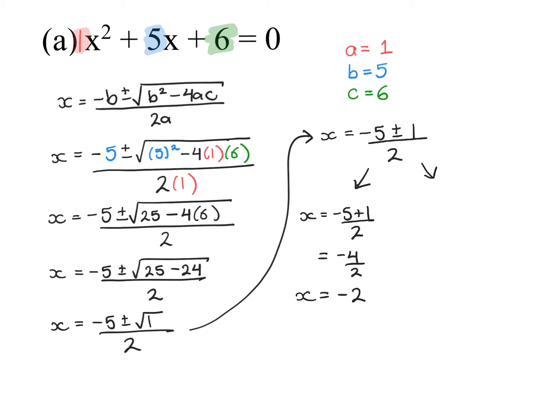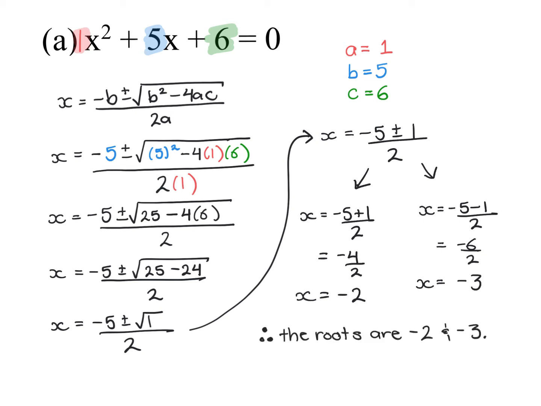Now let's find the other one. In this case, we're going to write x is equal to negative 5 minus 1, all of that divided by 2. So negative 5 minus 1 is negative 6 divided by 2, which happens to be negative 3. So that's your second root. Therefore, the roots in this equation are negative 2 and negative 3.